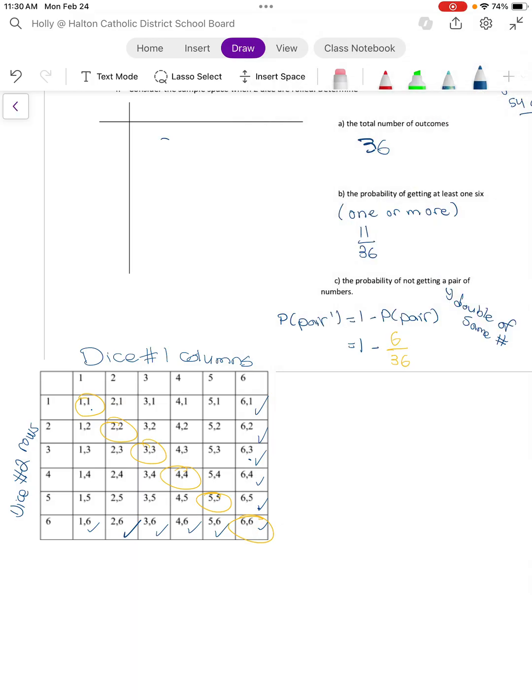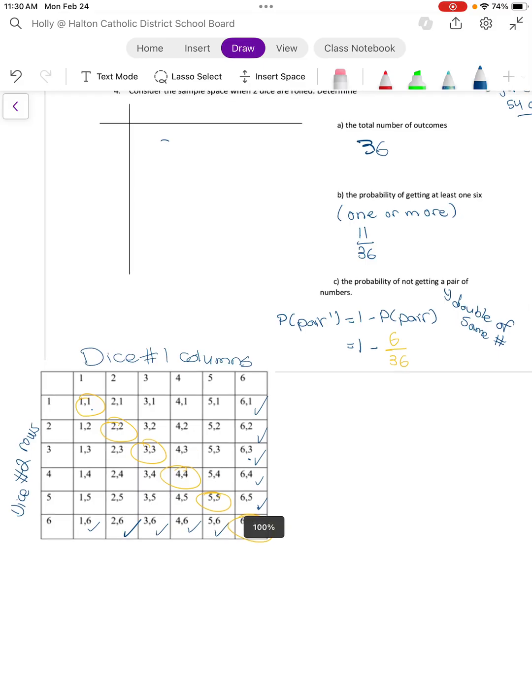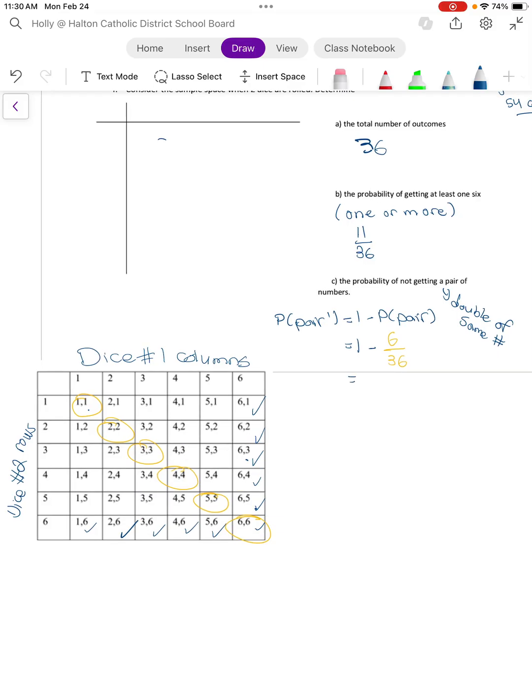I have 6 outcomes where I roll a pair. Therefore, the probability of me not rolling a pair would be 36 over 36 minus 6 over 36, which is equal to 30 over 36. And let's reduce that to 5/6.